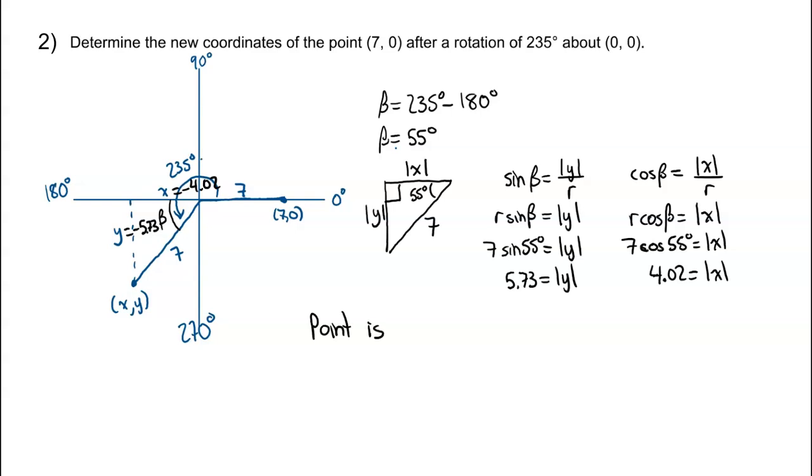We can now list our point. The point is the x value followed by the y value, so it's negative 4.02, comma, negative 5.73. And that's all there is to it.